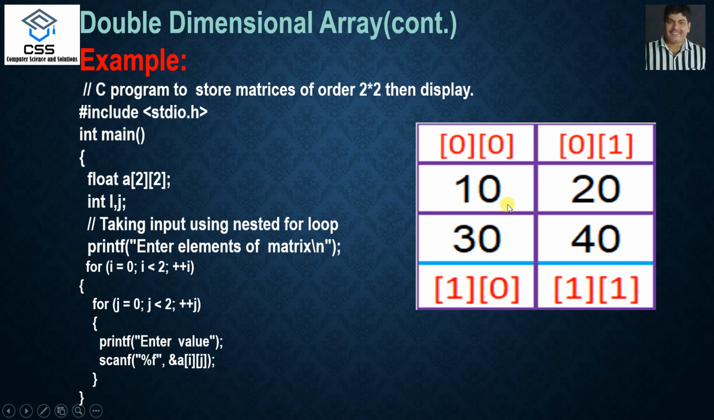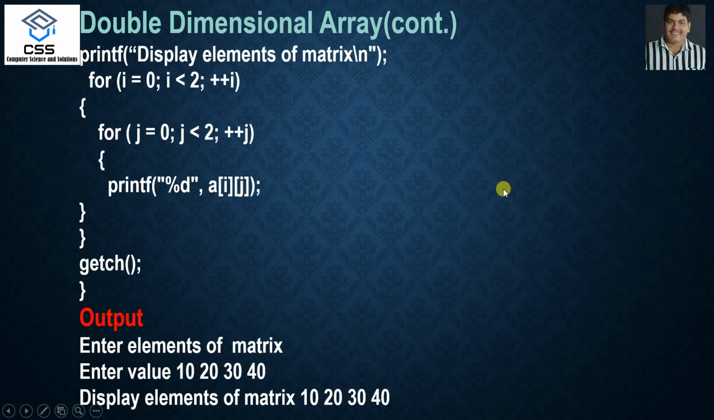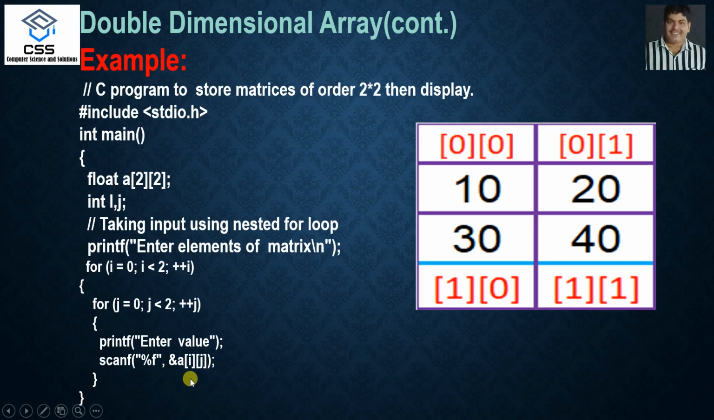i0, j0 means which one? That is this location. Whatever value you enter will be stored here, say 10. Where does 10 come from? At runtime it asks to enter the first element, suppose you enter 10, then the 0 0 location will store 10. Now j is incremented by 1. 1 is less than 2, yes.